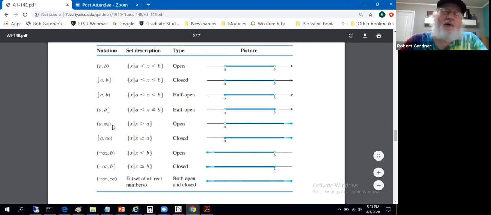This one has only one endpoint. Got a left-hand endpoint. This one has only one endpoint. It's got a left-hand endpoint. This has only one endpoint, right-hand endpoint, right-hand endpoint, no endpoints at all. So these guys here with the infinity symbols, these are infinite intervals.